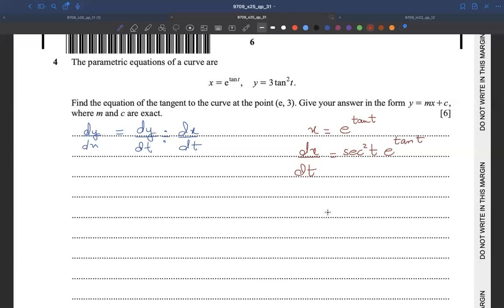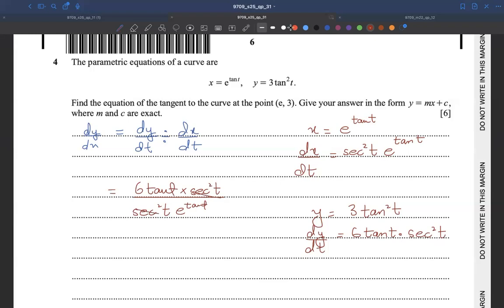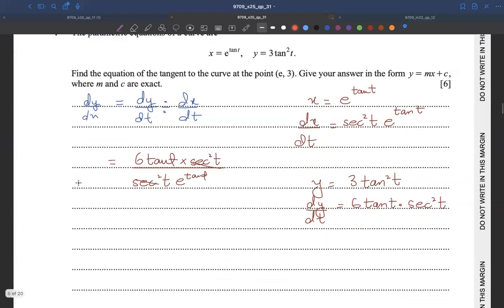And y is equal to 3 tan square t. dy/dt will be equal to, the power multiplies over here, that will become 6, the power reduces by 1, so 6 tan t, and the derivative of tan is sec square t. Now dividing dy/dt by dx/dt, we get 6 tan t multiplied by sec square t divided by sec square t e to the power of tan t. Sec square and sec square cancel out. Now this is the expression for dy/dx.